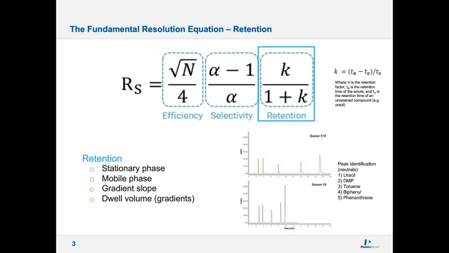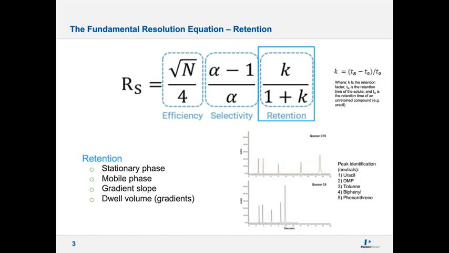Chromatographic resolution is determined by three key parameters: efficiency, retention, and selectivity, and this is the basis of the fundamental resolution equation shown on the slide. Retention can be altered by changing parameters like the stationary phase and the mobile phase.